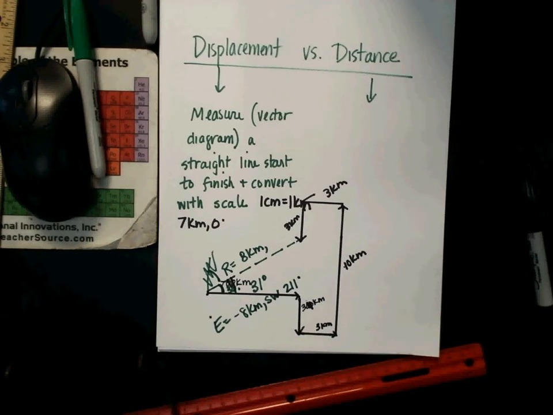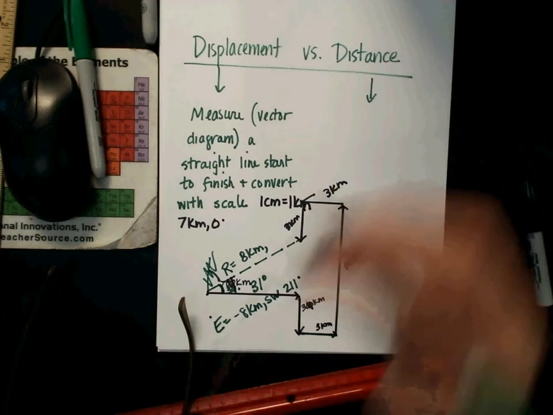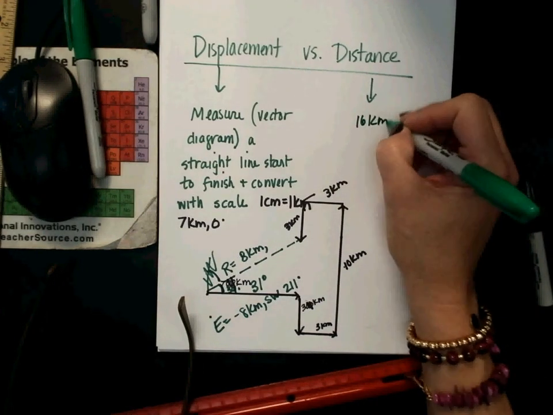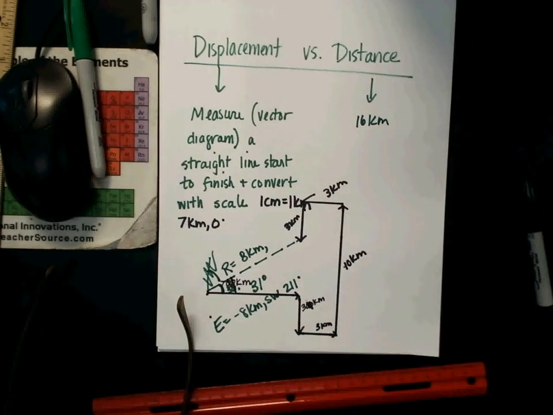All right, now, here's your challenge. What distance was covered? What you got, Maria? 16 kilometers. Okay, she says 16 kilometers. How'd you get that, Maria? I just added up. You just added them up.